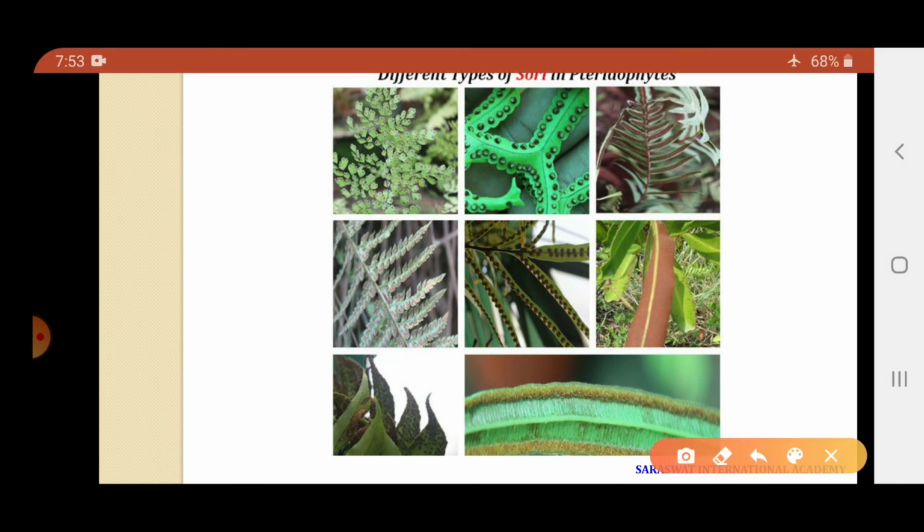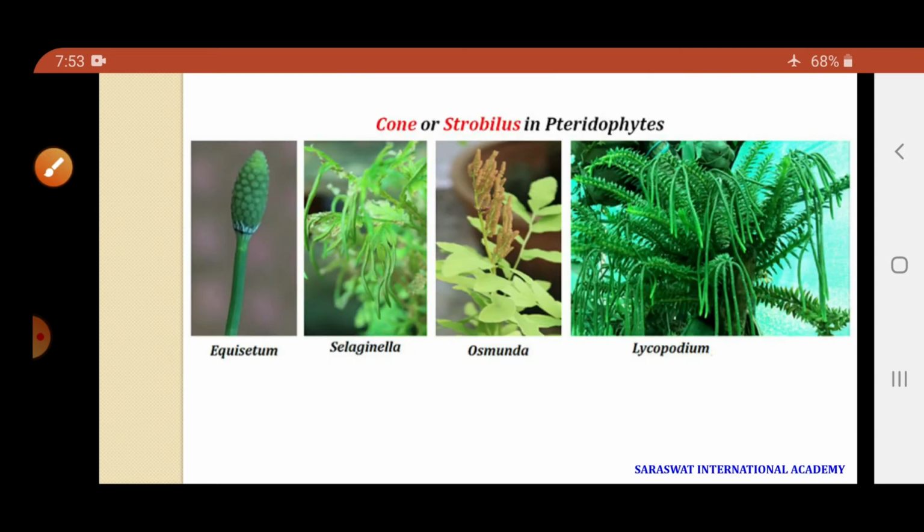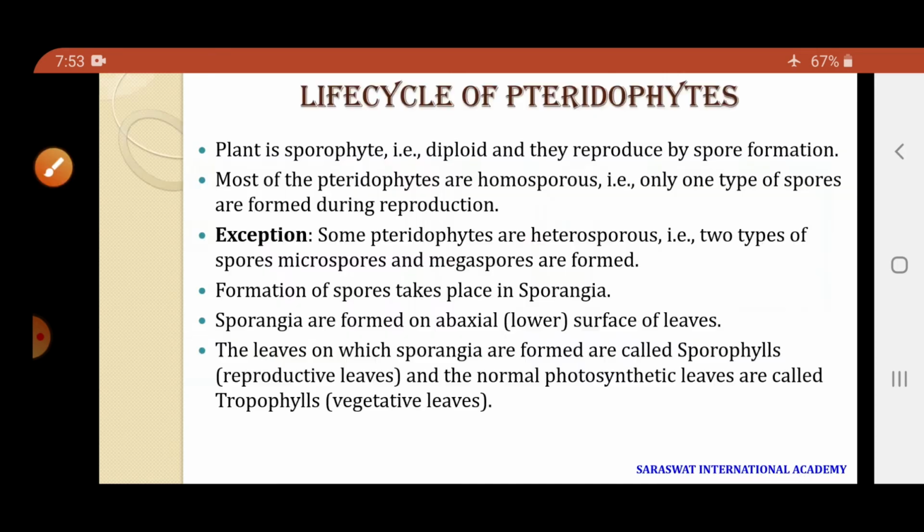Again, these all are the sori. You can see how it is present in this leaf. You can see that the sori are present on the margin of the leaves. These are the various kinds of cones or strobilus. This is one cone. Here you can see the cone. These are the cones of the various types of the pteridophytes.